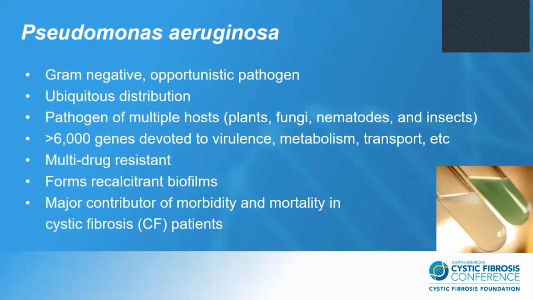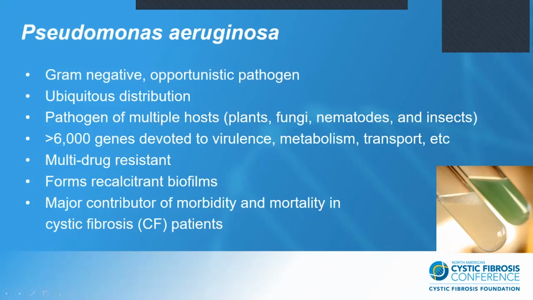So Pseudomonas aeruginosa is the main pathogen that we work with in the lab. It is a gram-negative opportunistic pathogen and is distributed in most environments. It's a soil bacterium, but it has the ability to live in any environment. It is a pathogen of multiple hosts, so it can infect plants, fungi, nematodes, and insects, as well as humans, of course.